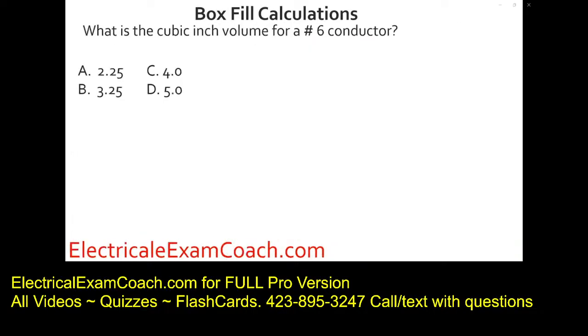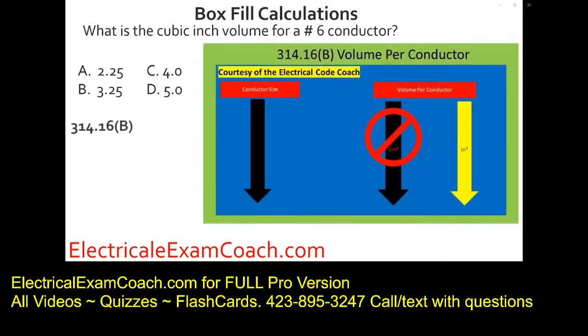What is the cubic inch volume for a number 6 conductor? For this one, we're going to head to 314.16(B). We're going to start here on the left-hand side of the table and find our size conductor. Then we're going to come over and we're going to cross over to our cubic inch volume, and we're going to select D. Great job.